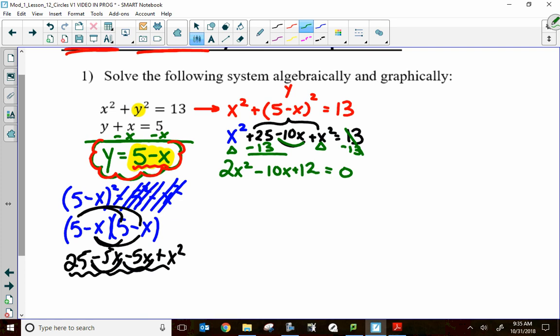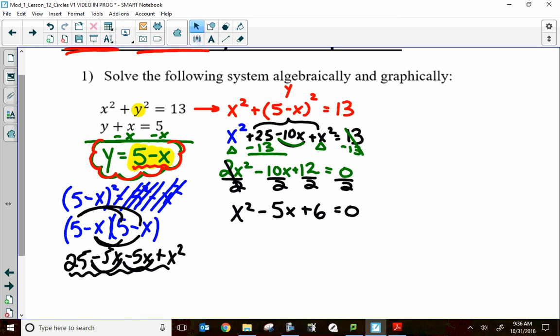Okay, so it's looking good. And I see something else we can do right now. I can divide all of those by 2, leaving me a 1x squared, which is going to make it really easy to factor and solve. So I am going to divide everything by 2. And I get x squared, because these cancel, minus 5x plus 6 equals 0.